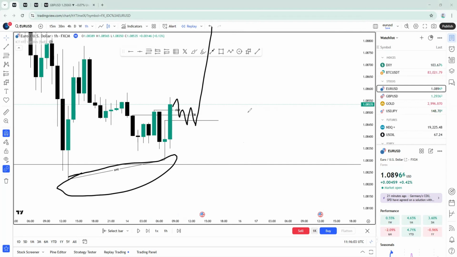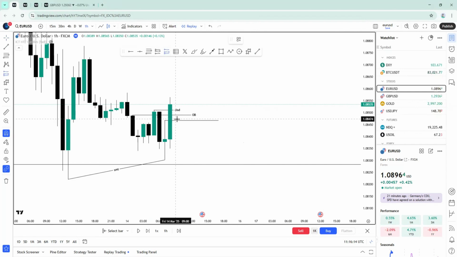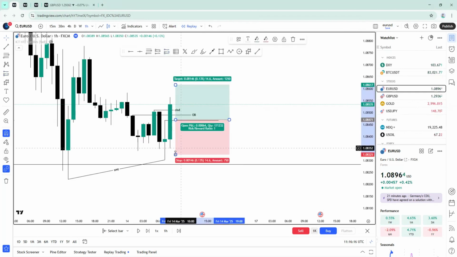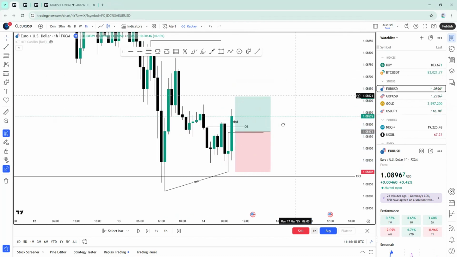The daily is giving us a CRT. All right. So many confirmations at this point, but we are keeping it as simple as possible. So at this point, if price just pulls back into this order block here, we're going to be taking our long with our stops above this high.